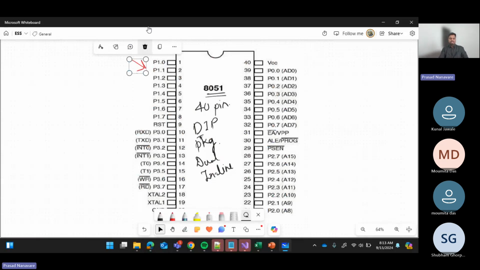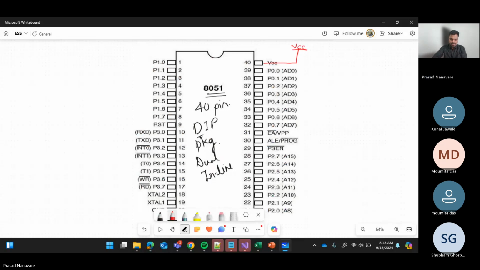Let's check out what each pin does. This is VCC. VCC means this pin will be connected to a constant 5 volt supply. This is VCC and pin number 20 is ground. So understood these two pins, VCC and ground. In the circuit, this will be connected to the power supply, and this will be connected to ground.